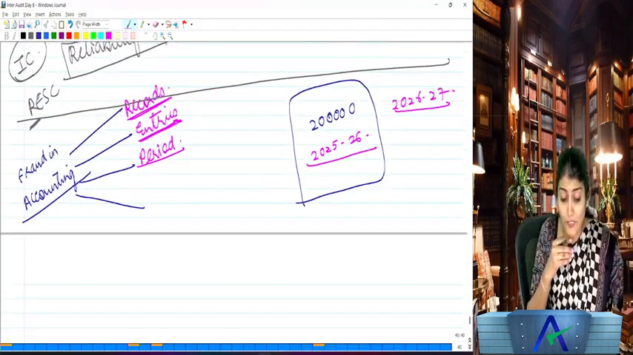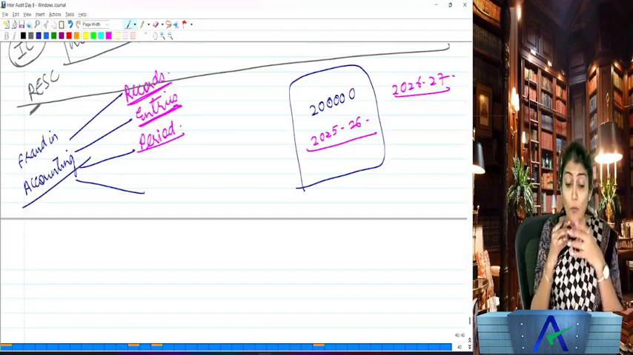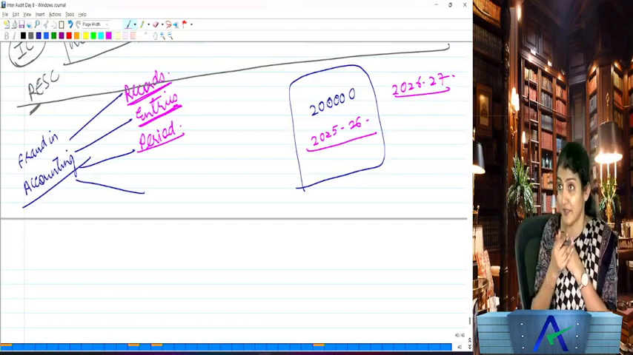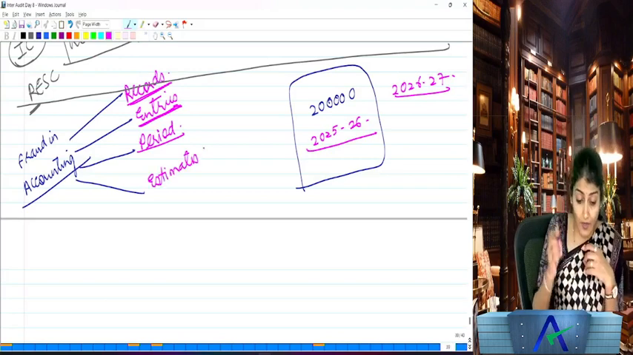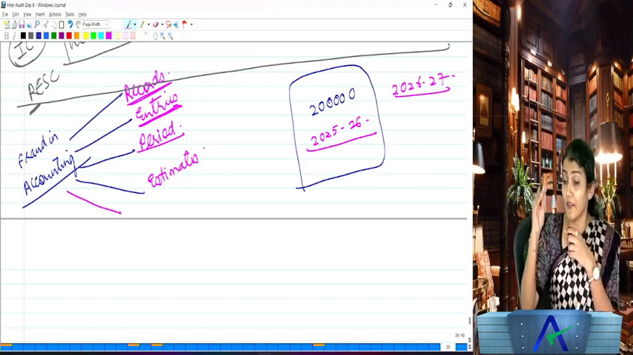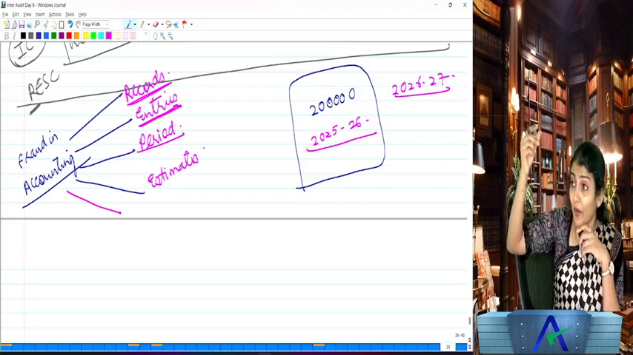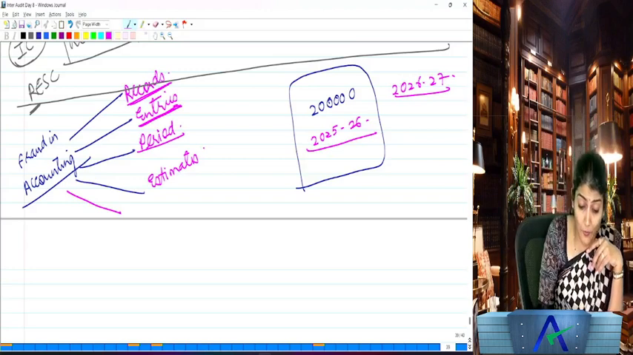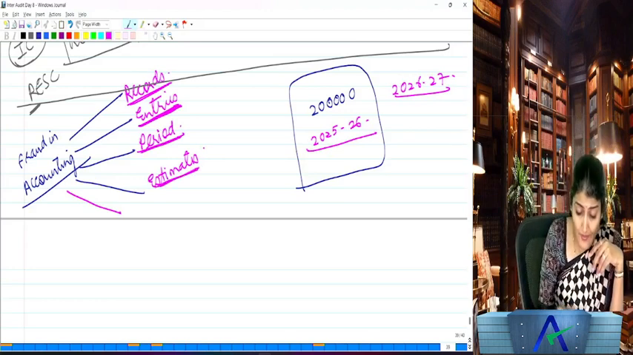Okay. How much percent of your debtors don't pay? 10%. How much provision you made? 30%. What is that? Accounting estimates, there is a fraud. Right? Accounting estimates, there is a fraud. Okay, are you understanding that? Right? Accounting records, there is a fraud. Accounting entries, there is a fraud. Accounting period, there is a fraud. Accounting estimates, there is a fraud.